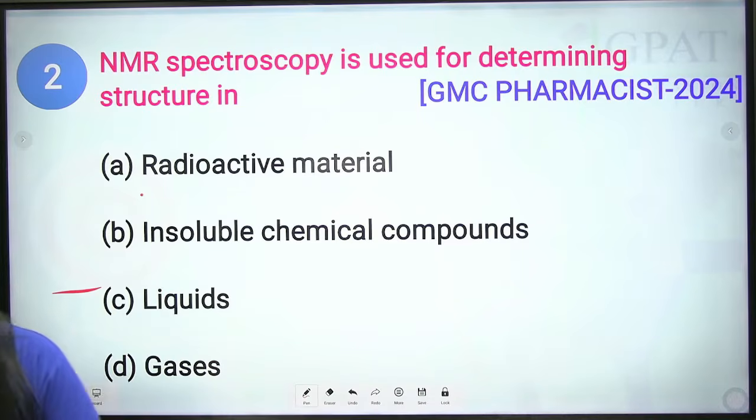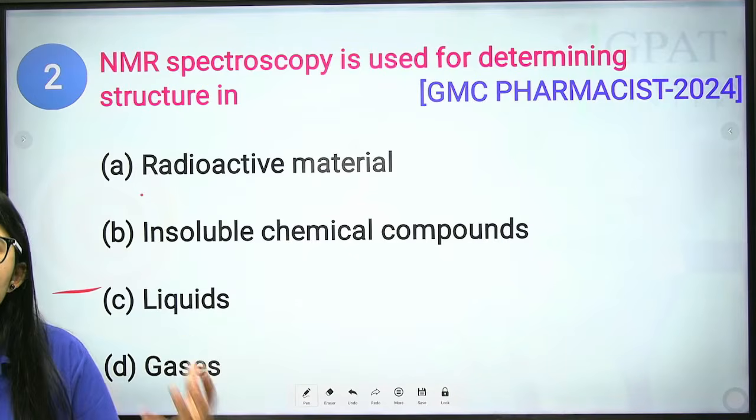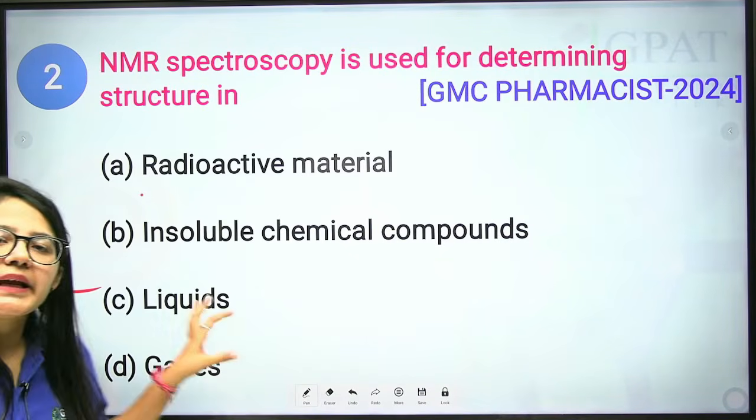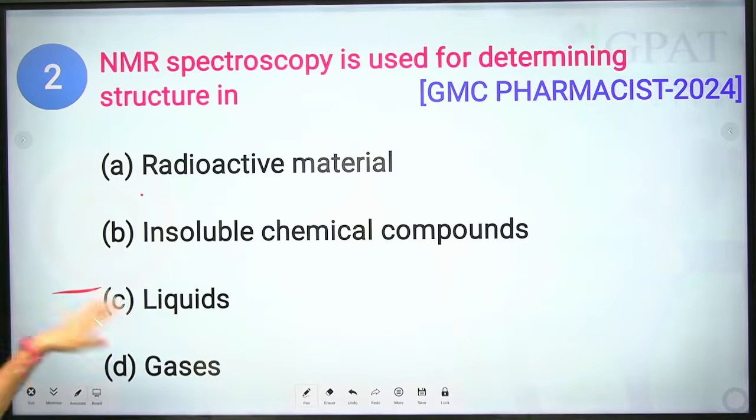In gases, molecules give poor resolution and we can say they need special equipment. So gases are not the example. Now, why only liquid? This is the main thing. Why is only liquid used in NMR spectroscopy?